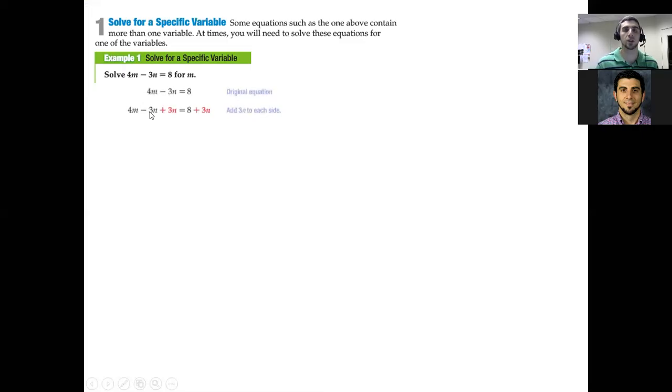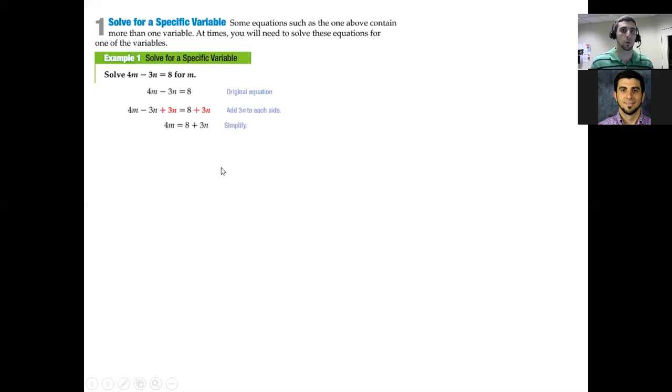First thing we have to do is get rid of the 3n, so add 3n to both sides. Now you can't add the 8 and the 3n together to get 11 or 11n or anything like that, because the 8 and 3n are not like terms. They're not the same thing. 8 is a constant, 3n contains a variable, so you can't put them together. So now you have 4m equals 8 plus 3n.